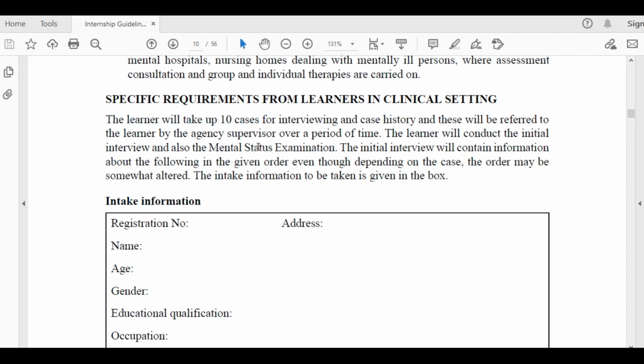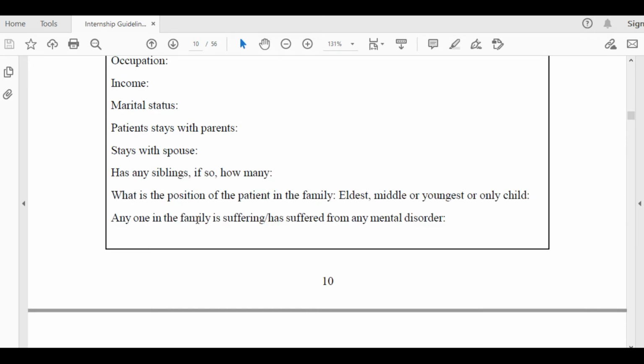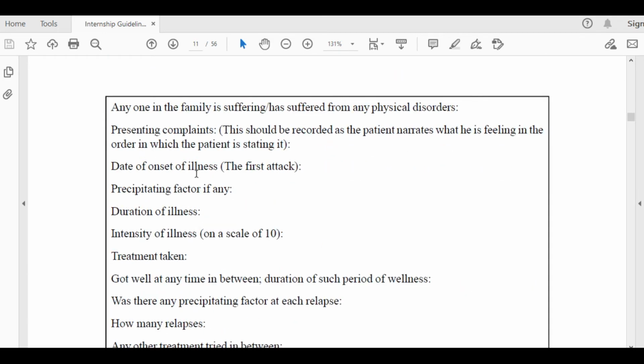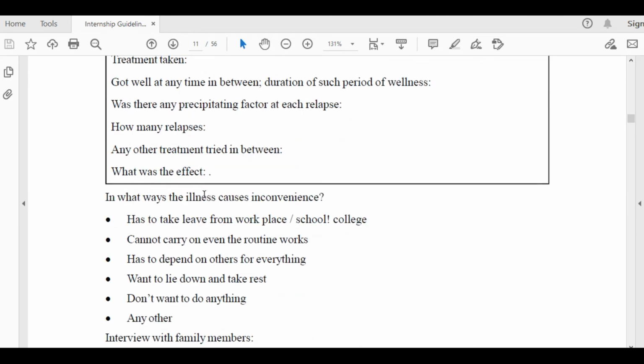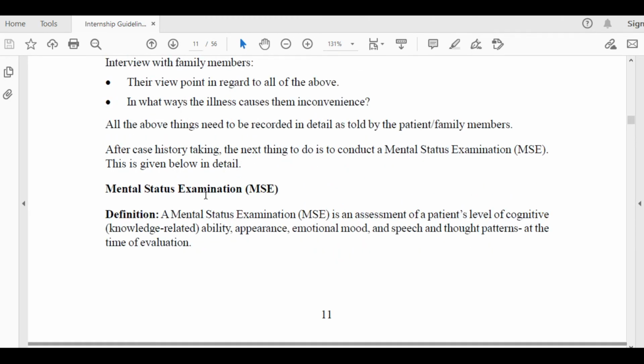Now what we have to mention in the report is all the intake information, that is the details of the client and what questions you have asked. All these questions are already mentioned. You just have to read them, conduct them during the sessions, and write here.